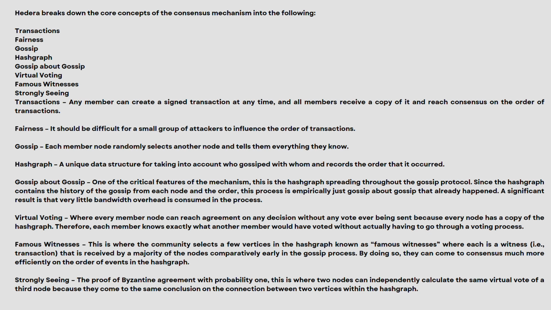Famous witnesses: this is where the community selects a few vertices in the hash graph known as the famous witnesses, where each is a witness of a transaction that is received by the majority of the nodes comparatively early in the gossip process. By doing this, they can come to consensus much more efficiently on the order of the events of the hash graph. Finally, strongly seen, the proof of Byzantine agreement with probability 1. It is where two nodes can independently calculate the same virtual vote of a third node because they come to the same conclusion on the connection between two vertices within the hash graph.